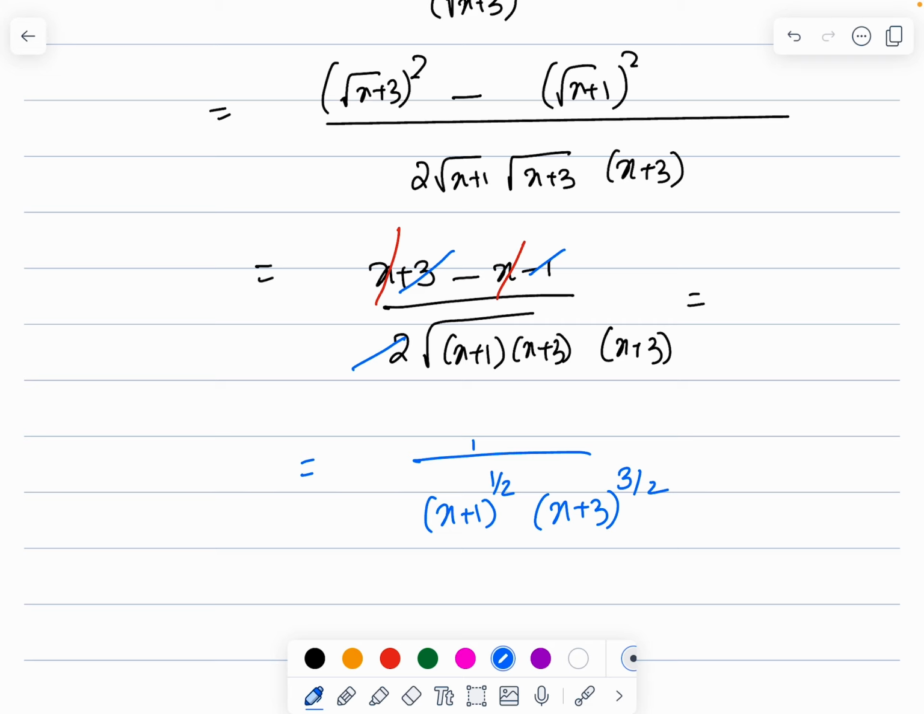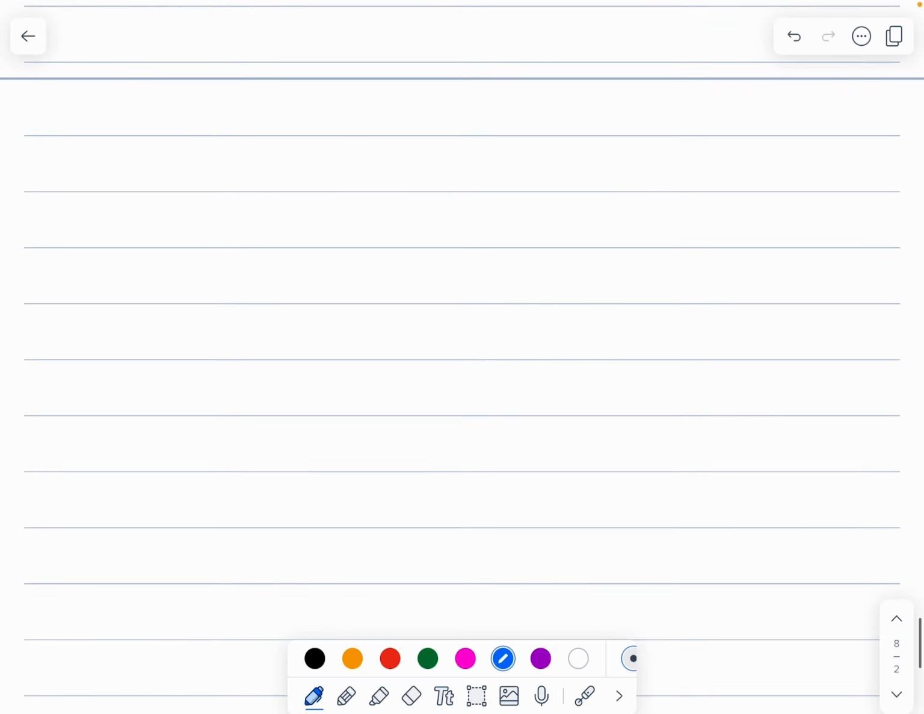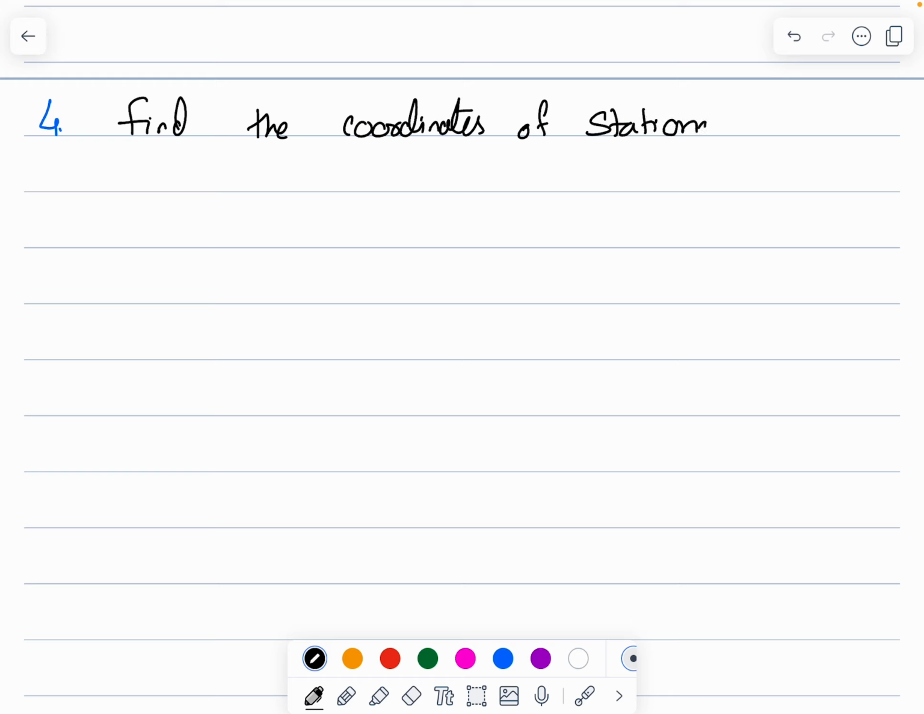Coming to question number 4. He is asking in question number 4, find the coordinates of stationary points. What is the meaning of stationary point? For finding the coordinates of the stationary point, find the derivative and equate to 0.